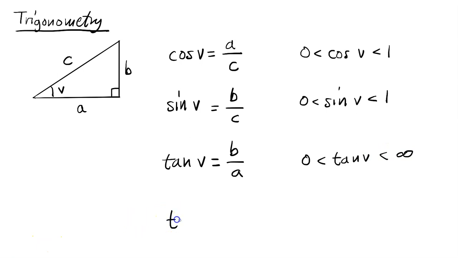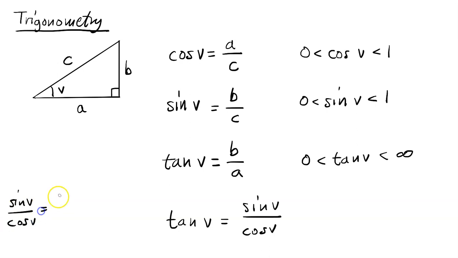Note that we can also write tangent of V as sine of V divided by cosine of V. And why is that? Because if you have sine of V divided by cosine of V, if you look here in the definitions, this is B divided by C, and cosine is A divided by C. You see that the C cancel, so you're only left with B divided by A, but that's the tangent. So therefore you also have this relation.